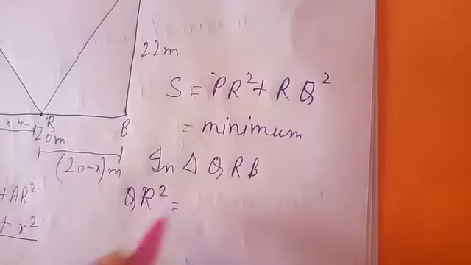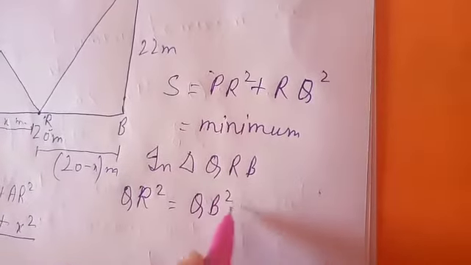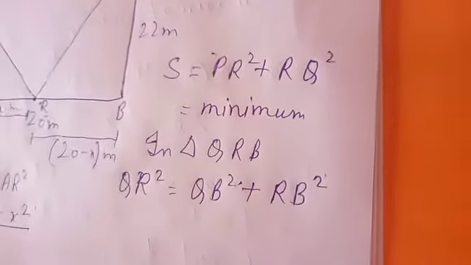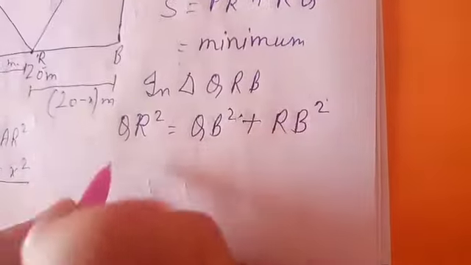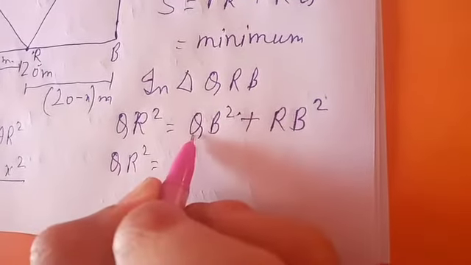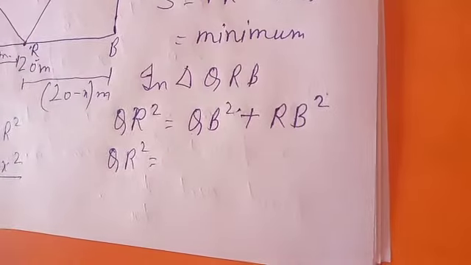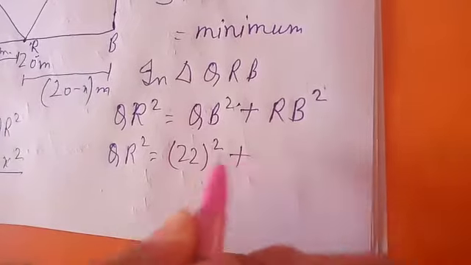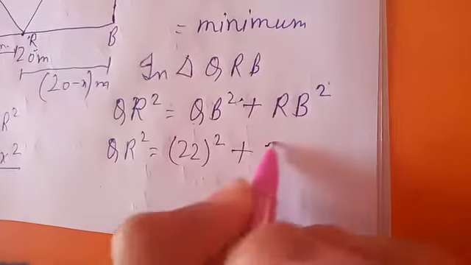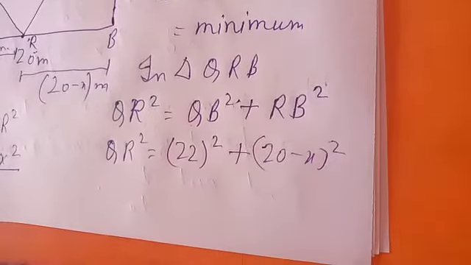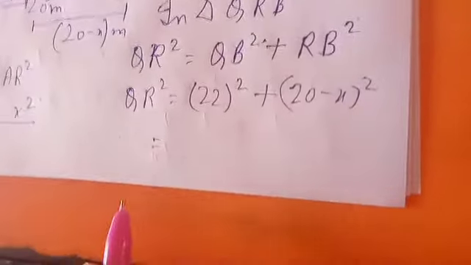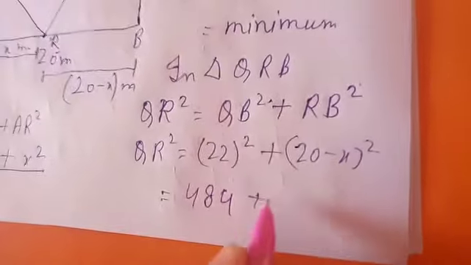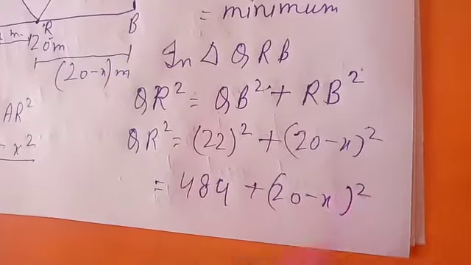QR square will be equal to QB square plus RB square, again using Pythagoras theorem. So we will get the value of QR square as: QB is equal to 22 meters, so square of 22, plus RB is 20 minus x, so 20 minus x whole square. So we get QR square as square of 22 is 484 plus 20 minus x whole square.